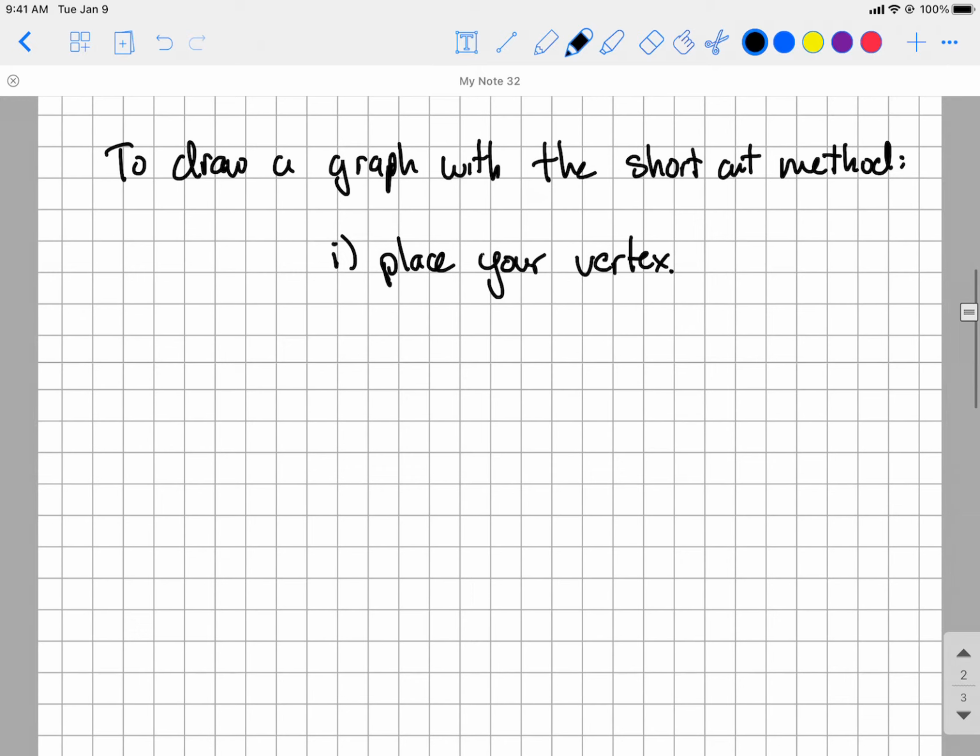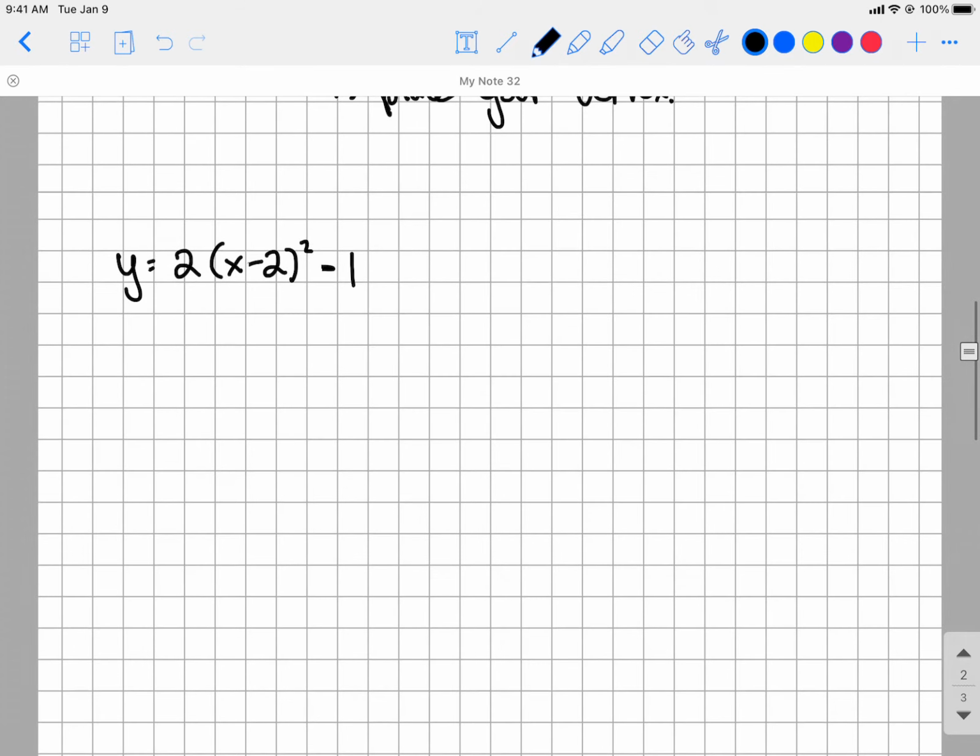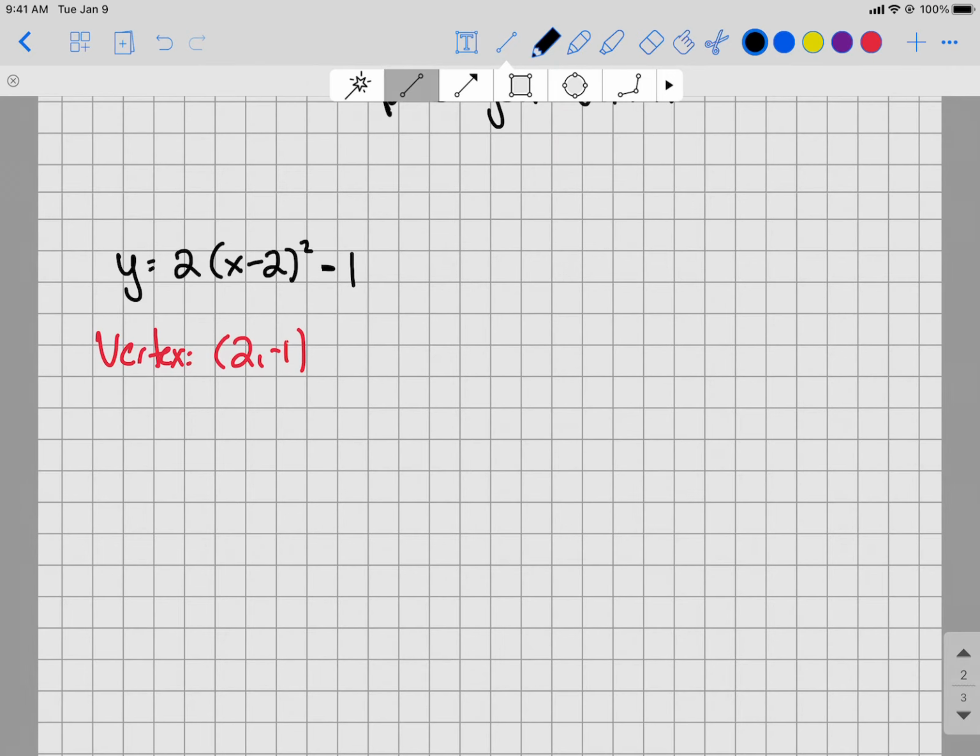So let's get ourselves a function. We'll go with the same one that we graphed first in the last video, which was y equals 2 times x minus 2 squared minus 1. So if we want to graph this, we found out that our vertex was at 2 and -1. So let's get ourselves a graph, and then we'll work with that.